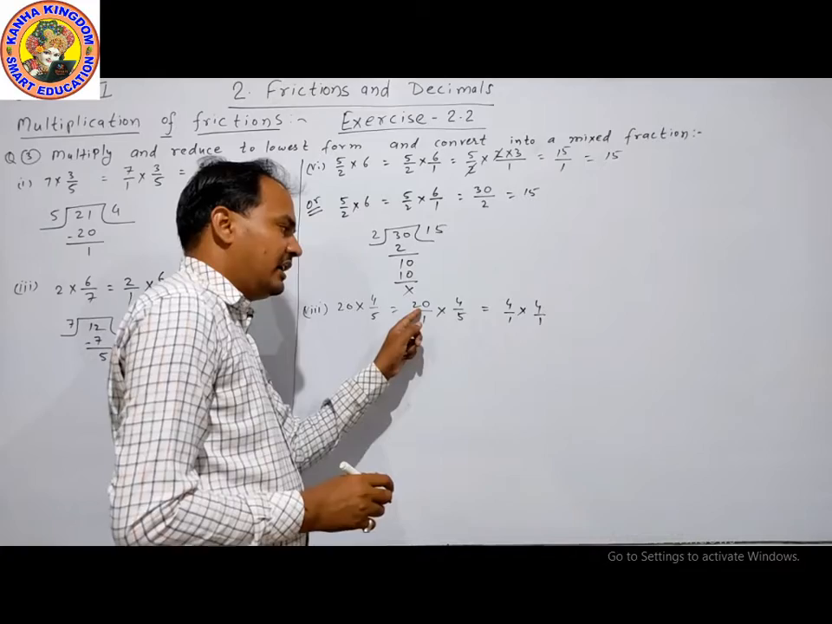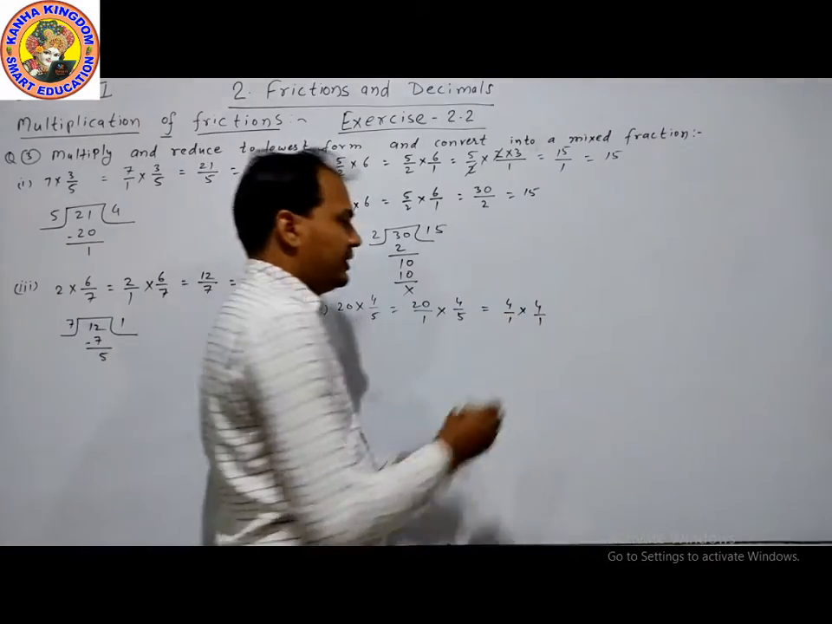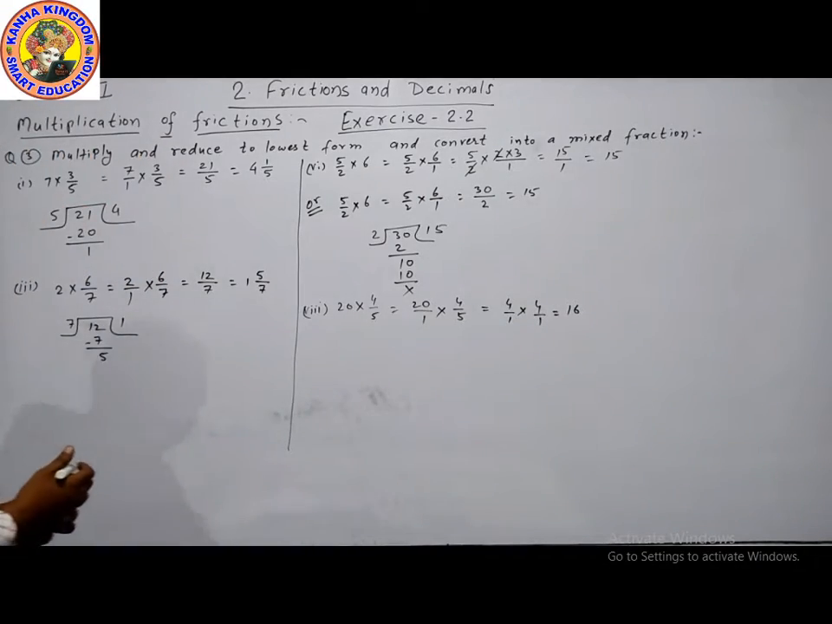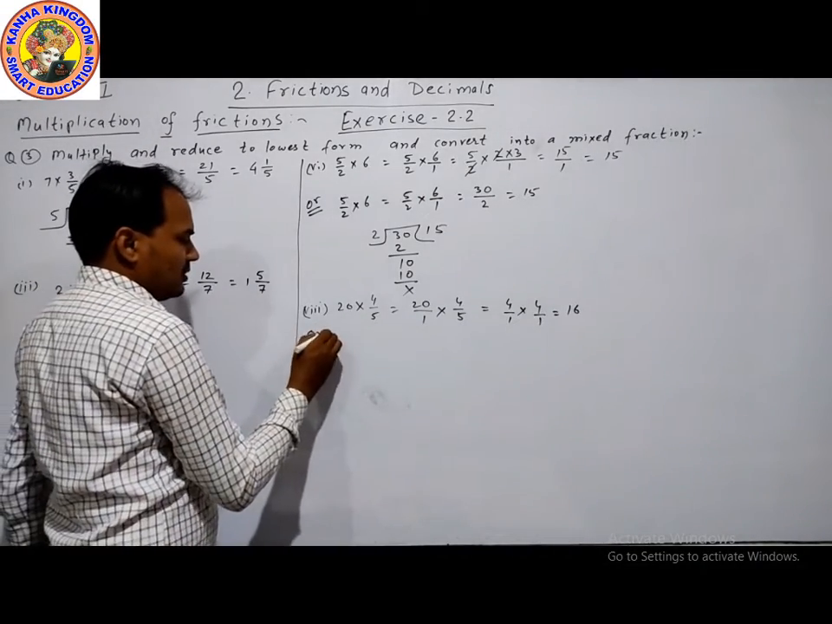5 can divide 20 4 times. So 4 into 4, 16. 16 is our final answer.